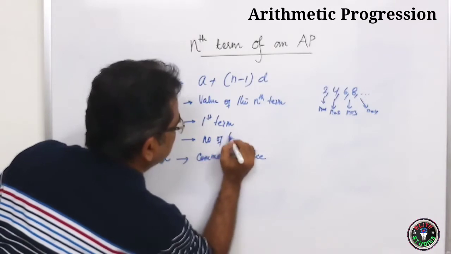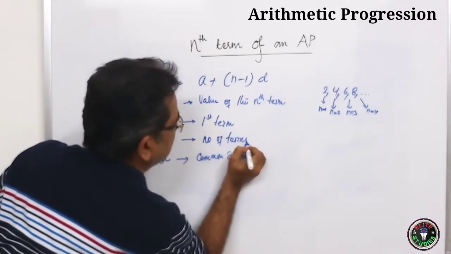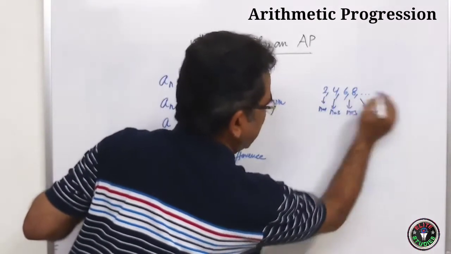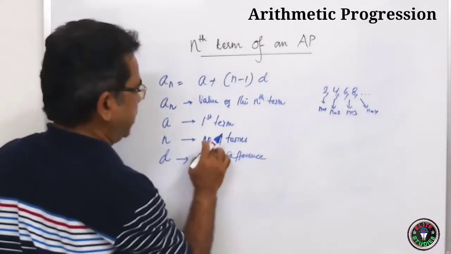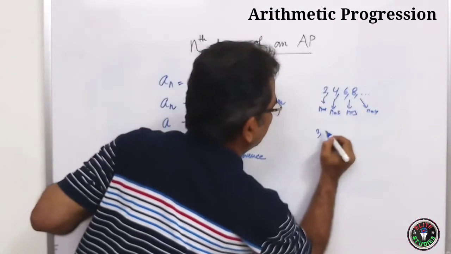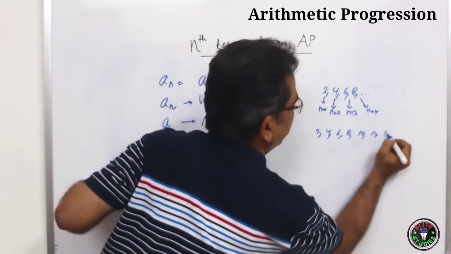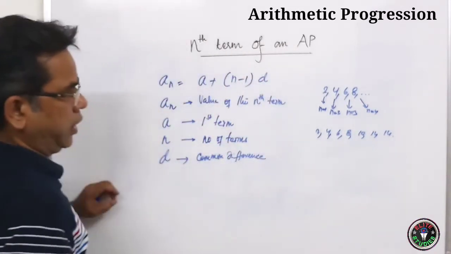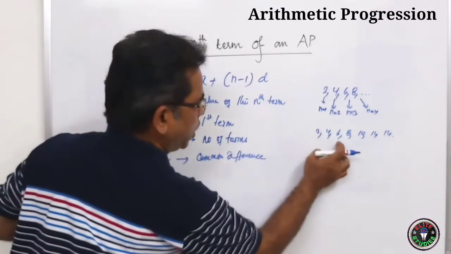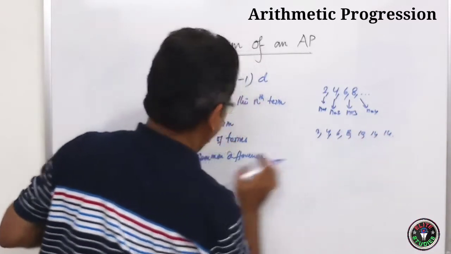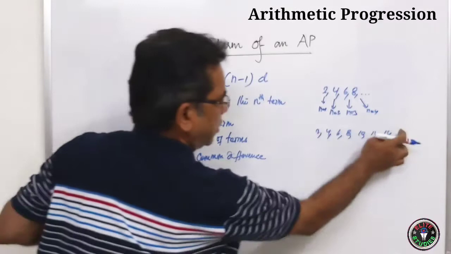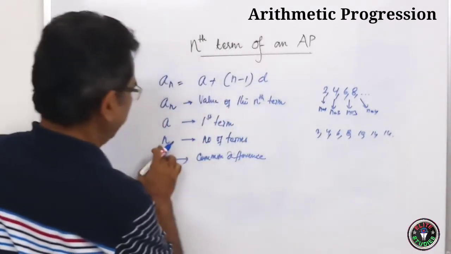And n is the number of terms. Suppose it is infinite, then the number of terms is infinity, n is equal to infinity. But if I write 2, 4, 6, 8, 10, 12, 14 and stop, then here what will be n? 1, 2, 3, 4, 5, 6, 7. The number of terms is 7. Clear?